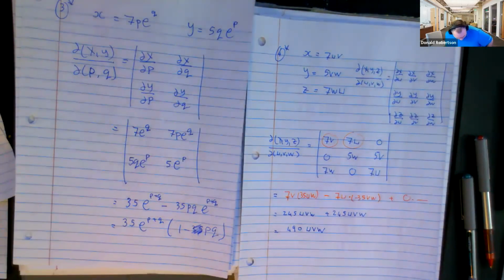Now that's probably one of the simplest 3 by 3 Jacobians you could get, because aren't there a lot of zeros around, which tend to make it a little bit easier to do.